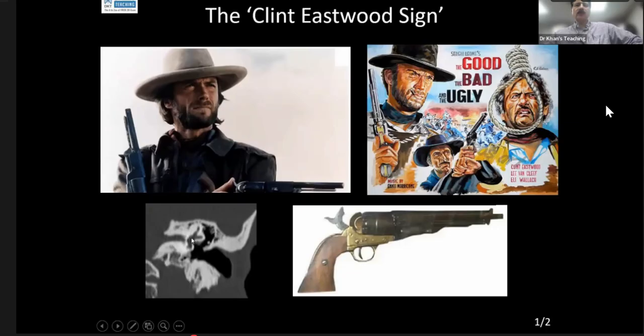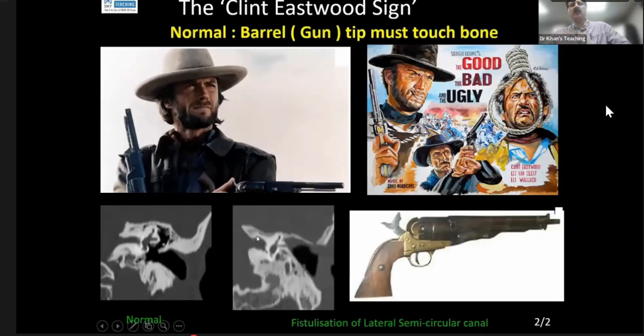And this is the vestibule. So this is the vestibule, the superior semicircular canal, and the barrel. This barrel should touch the bone. If it does not touch the bone, as in your case, this means dehiscence.